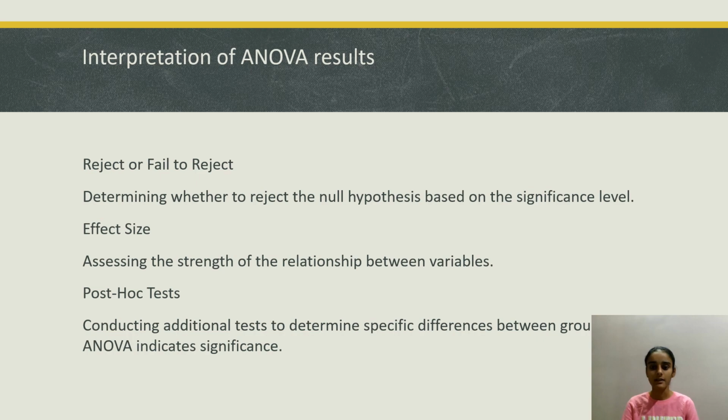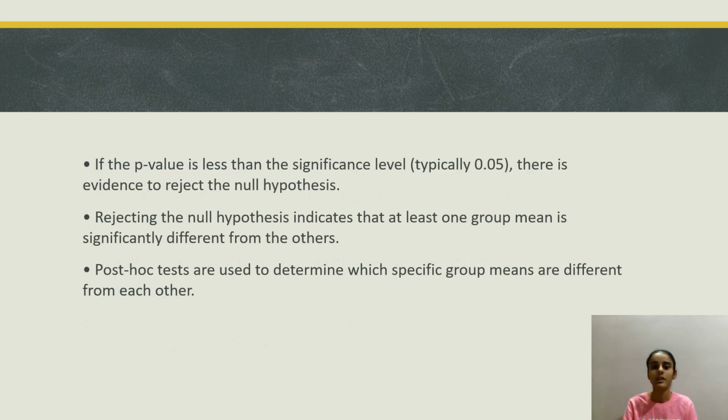ANOVA indicates the significance. If the p-value is less than the significance level, typically 0.05, there is evidence to reject the null hypothesis. Rejecting the null hypothesis indicates that at least one group mean is significantly different from the others. Post hoc tests are used to determine which specific group means are different from each other.